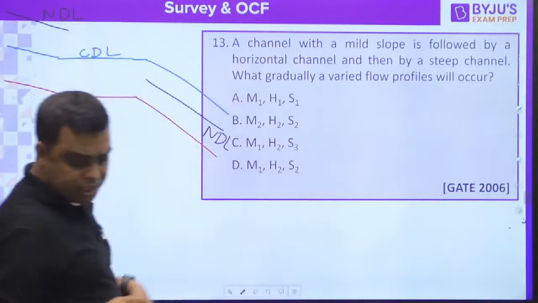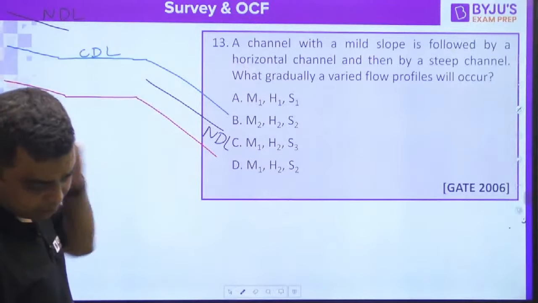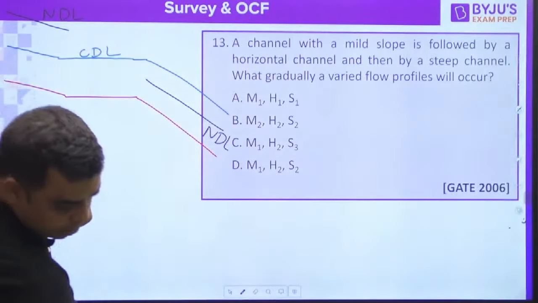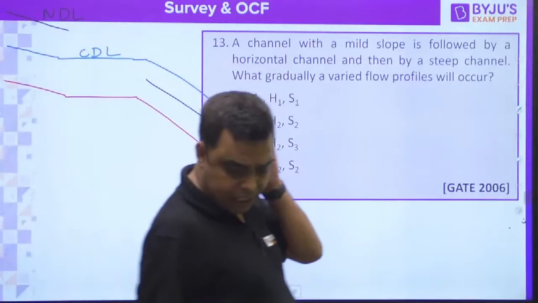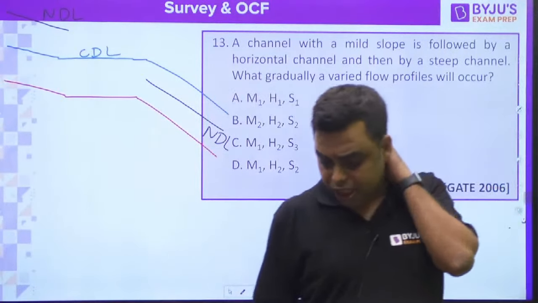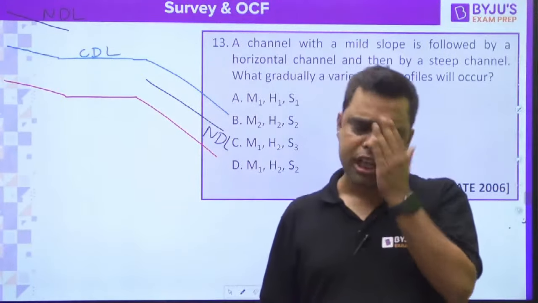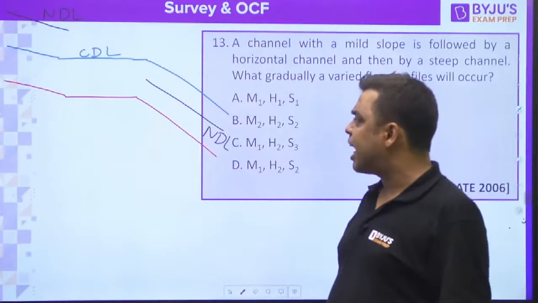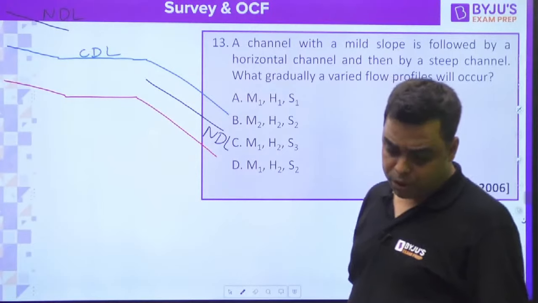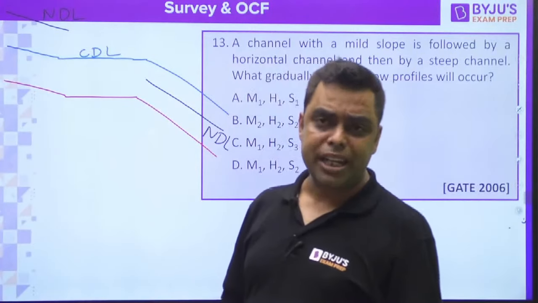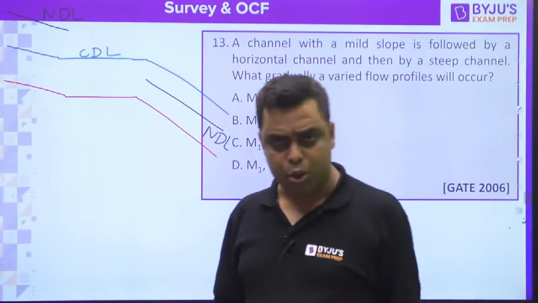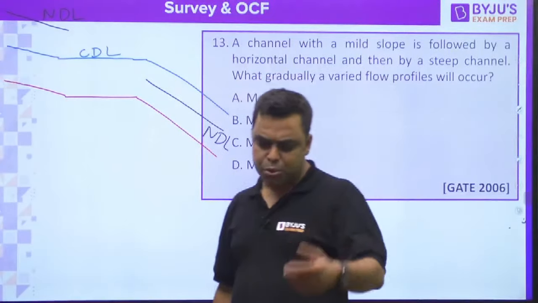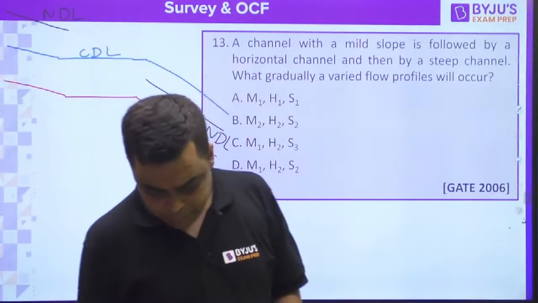Right? When the flow is occurring on mild, right? Yes, definitely. For horizontal, Masoorji, definitely for horizontal, my NDL will be at infinity. That's why I have not drawn NDL at horizontal slope. I just forgot to tell you that. So basically Masoorji has made me remember that again.